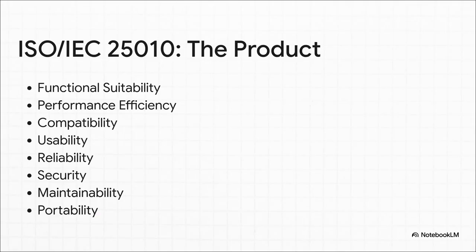So let's break down that ISO standard. It's looking at the product across 8 key areas. Does it actually do what it's supposed to? Is it fast? Does it play nice with other systems? Is it easy to use? And, the really big ones. Is it reliable and is it secure? It's basically the checklist for what makes software good.